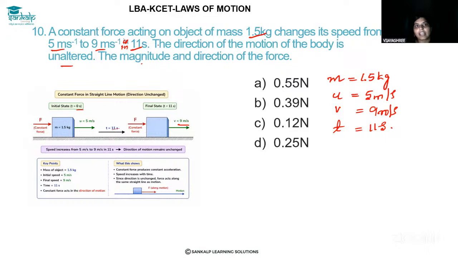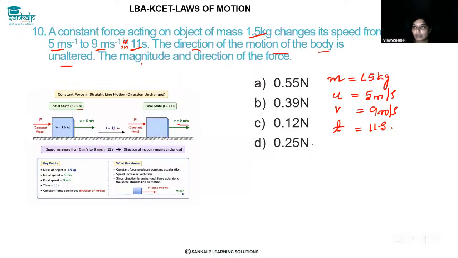Here what we are given is that the direction of motion is unaltered. So the direction of the force will be in the direction of the motion only. Suppose the object was moving in the forward direction, then force will be in that direction only. Okay, so let us calculate the magnitude of the force. Before that, we will calculate the acceleration.